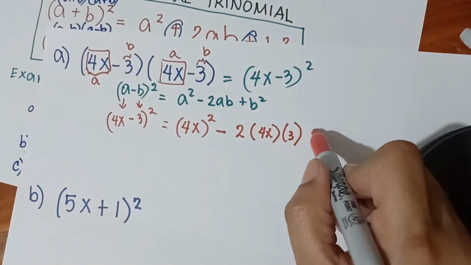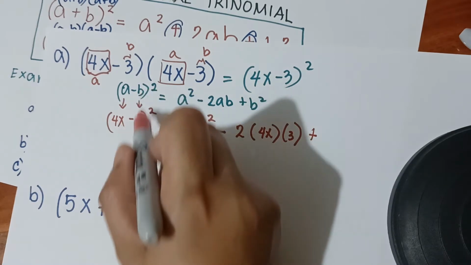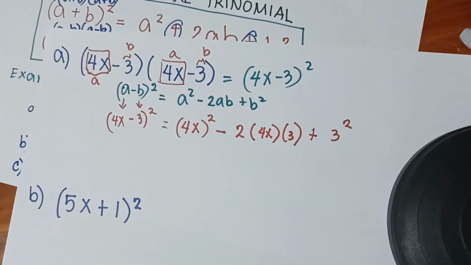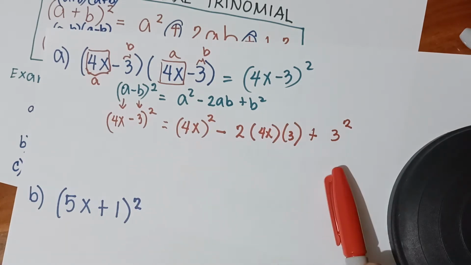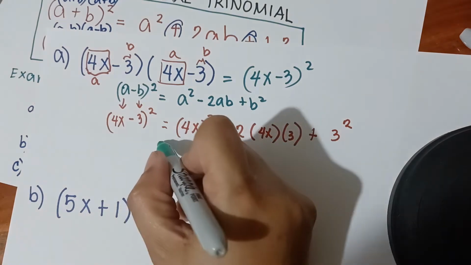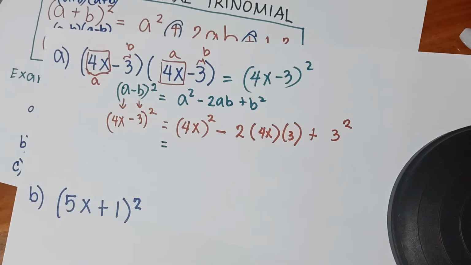Okay? Plus, what is the b? b is 3. 3 square. Okay. Now that we are done substituting everything, ano nang susunod? The next thing that you need to do is you're going to simplify. How are you going to simplify? Using the rules of exponent.